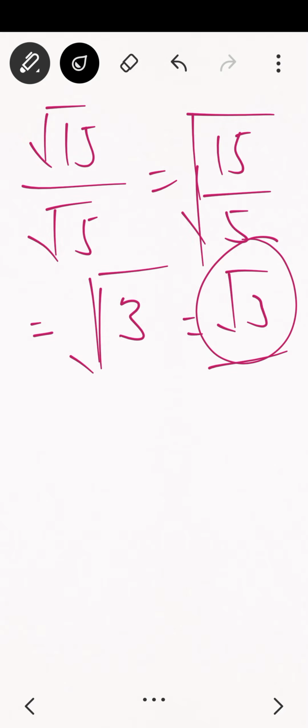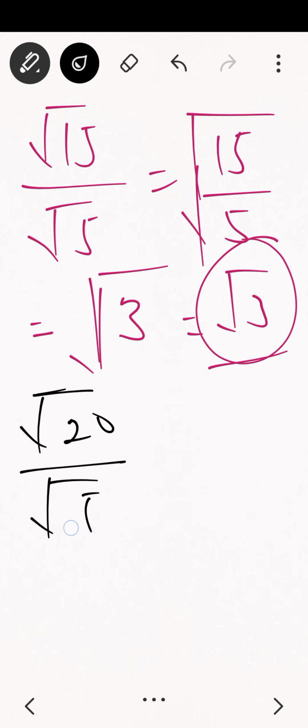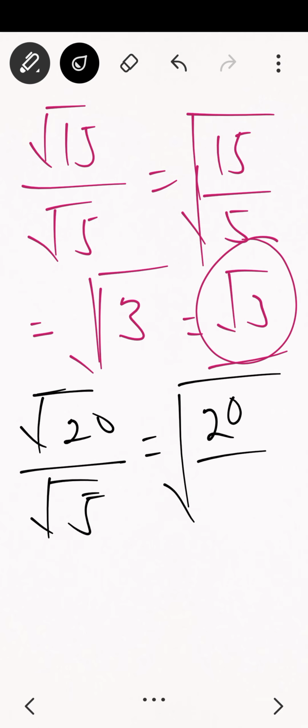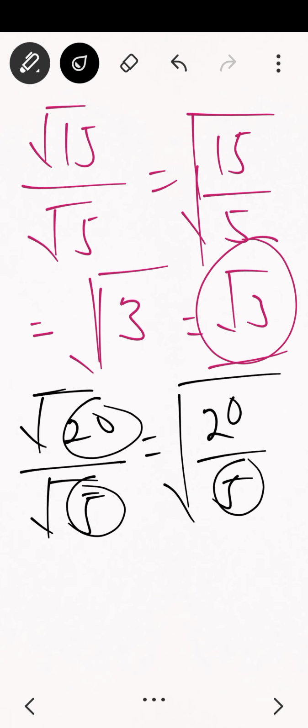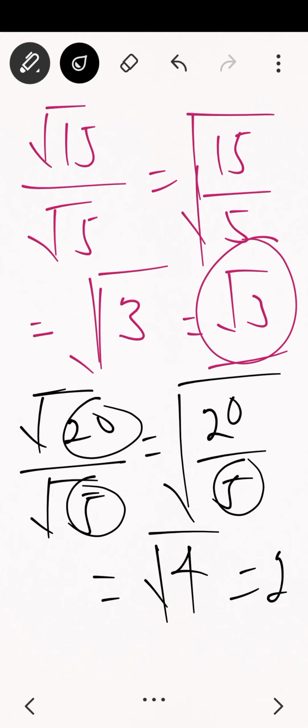Right. So if you are given root 20 divided by, let's say, root 5, what it means is that you're going to extend the root sign, and then write the top number, which is 20, that will divide the bottom number, which is 5. So over here we have root what? 4, because 20 divided by 5 is 4, and that should be 2. So this should be our final answer.